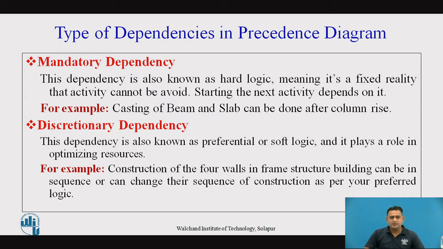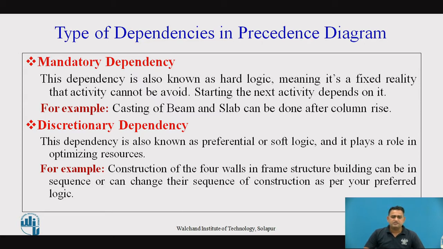Here the first one, mandatory dependency. As the name itself says, this is a dependency which is logically necessary to be done. This is an activity which is fixed and that has to be finished to start the succeeding activities. For example, the casting of beam and slab can be done after the casting of the column or raising of the column.